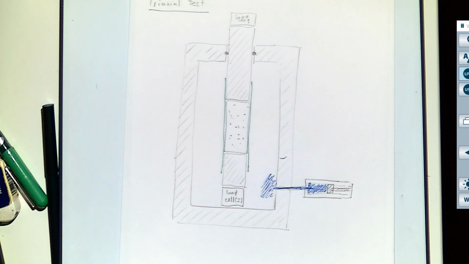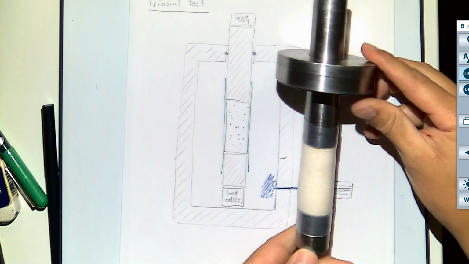So let's see. Let me see if I can get this through. I may need the bench. All right. I think I broke it, but we can replace it later. Okay, so it looks something like this.